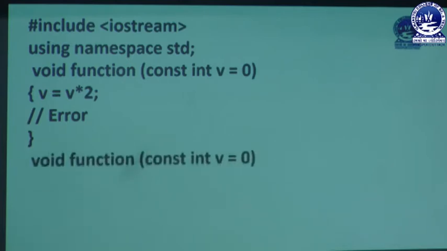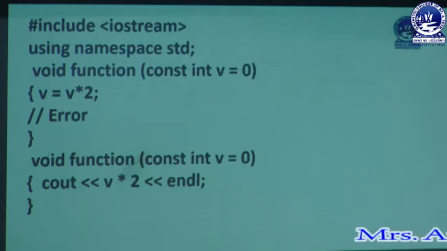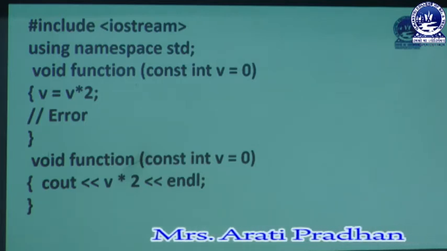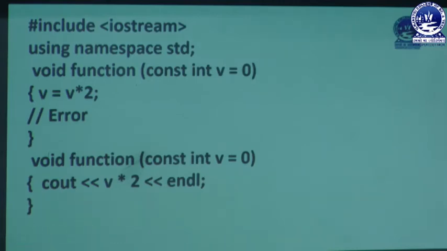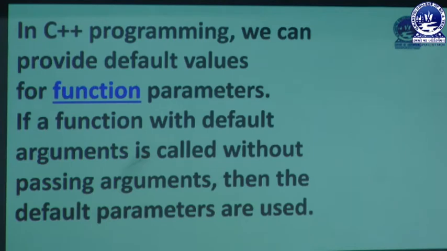But if I write the same function in this way, then there will be no error. Why? Because inside the second function I have used cout v into 2. Here I will get the updated version. Suppose v equal to 5, then in the second function I will get the value as 10. It means that we can get the updated value after performing any arithmetic operation during display, but you cannot modify the value.